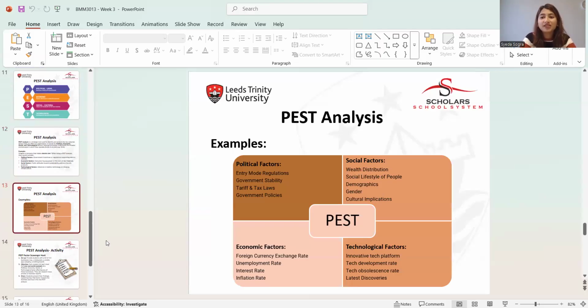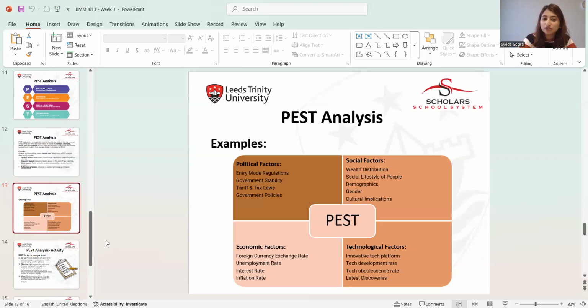So when we do the PEST analysis, here we have a small example attached for better understanding. That means when we say political factors, we look into the entry mode regulation, we look into the government stability, tariff and tax laws that have been imposed on the industry, and government policies, because we all have to abide by the government rules and regulations.